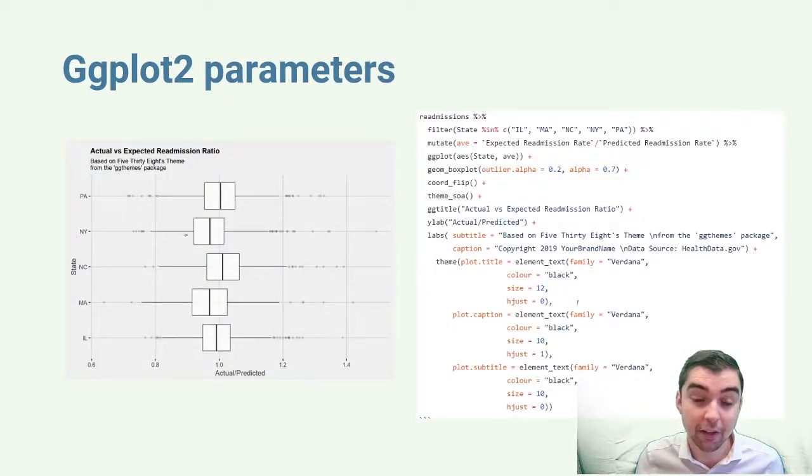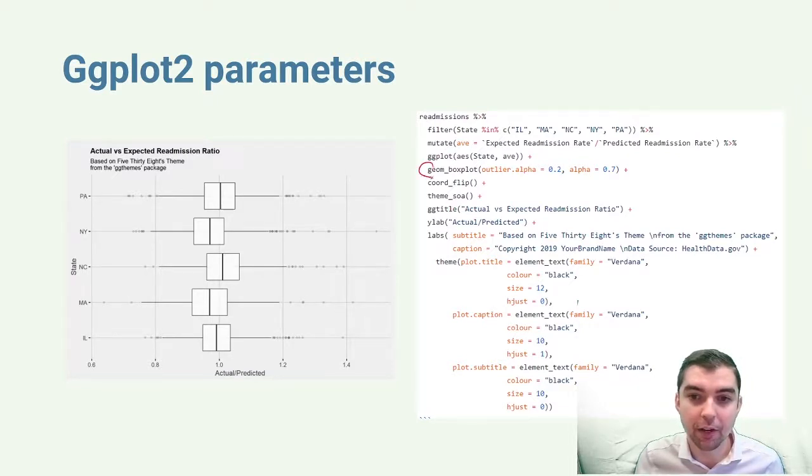Now you can create this exact graph in ggplot2 with these parameters. Now don't worry, I know this is a lot of code. You don't have to remember it, but let me just show you some of the key knobs that you tune if you want to adjust your own graphs.